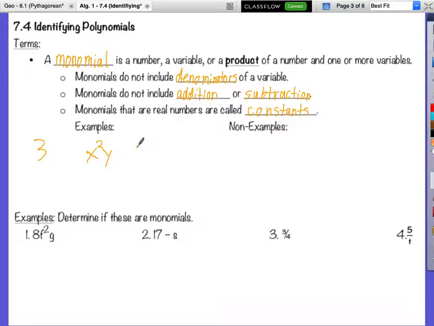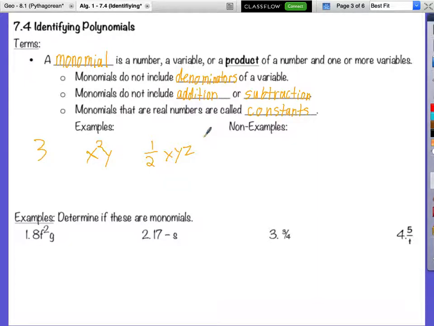Is there any plus or minus signs in here? No, there's no addition or subtraction. We have a product of one or more variables, a product of 2 variables. So it's still a monomial. Okay. Another one could be 1/2 x, y, z. 1/2 x, y, z could be a monomial as well.